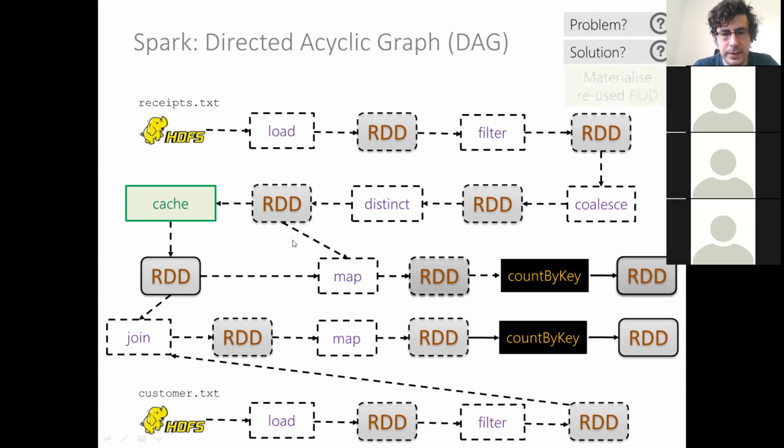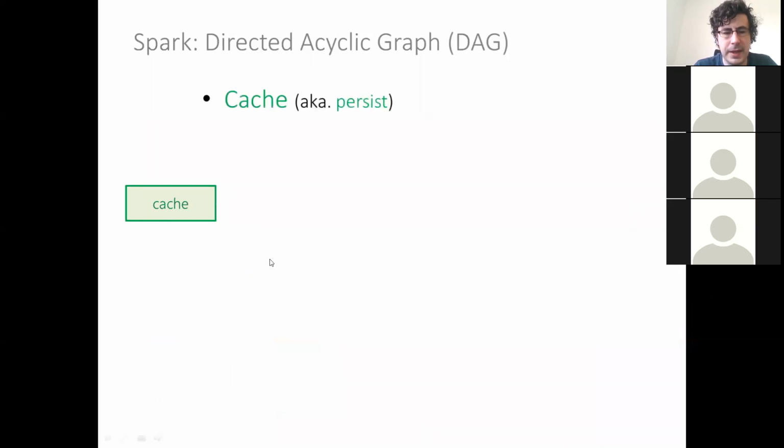So essentially, I should remove this link here. Sorry, actually, this link is no longer necessary. But anyways, now both of these processes are using this RDD, so we don't need to compute the transformations twice. So we materialize the reused RDD, the RDD that we're going to use several times, and we're going to use cache, or sometimes it's called persist, to do that.